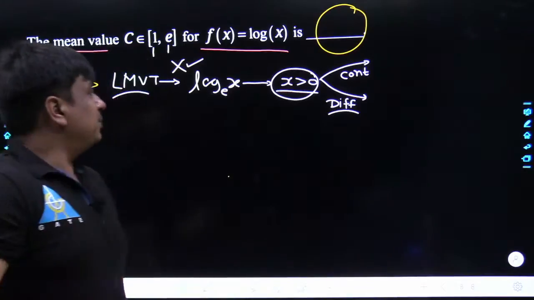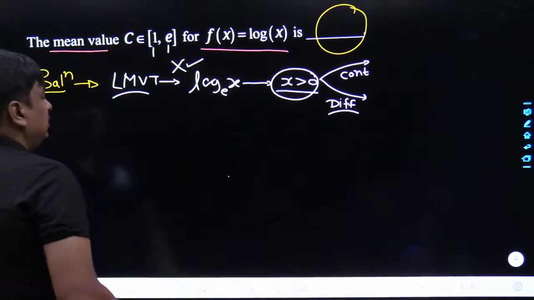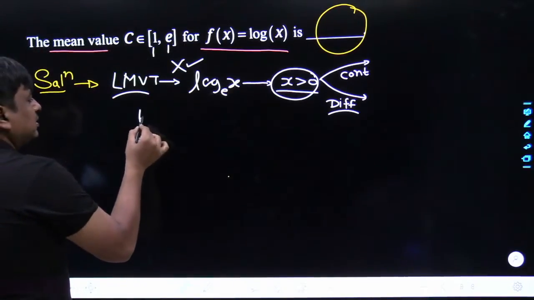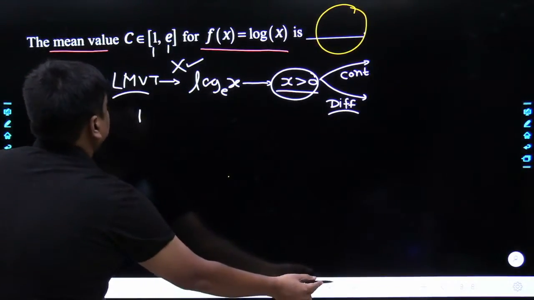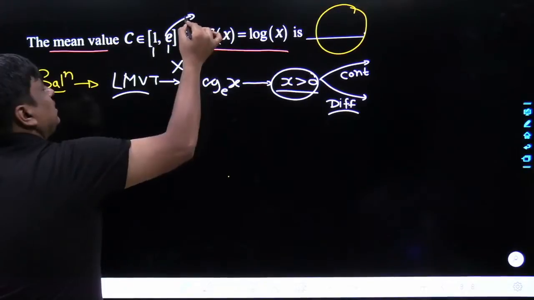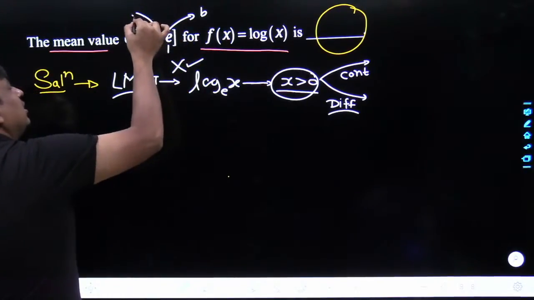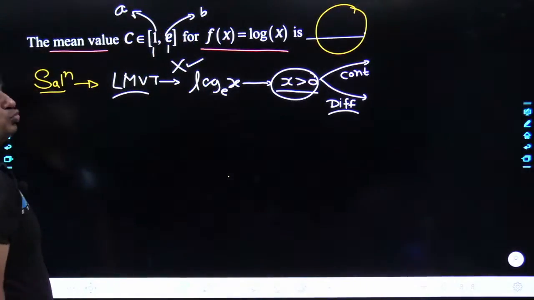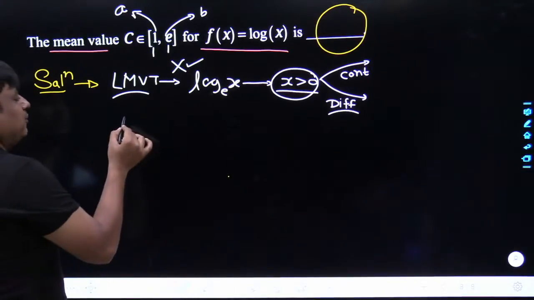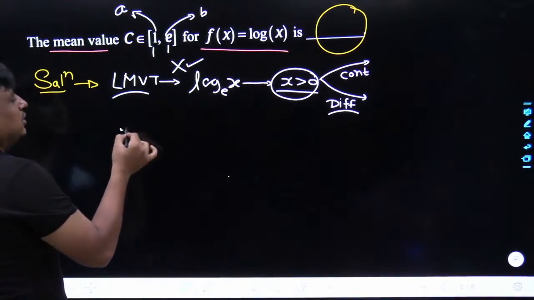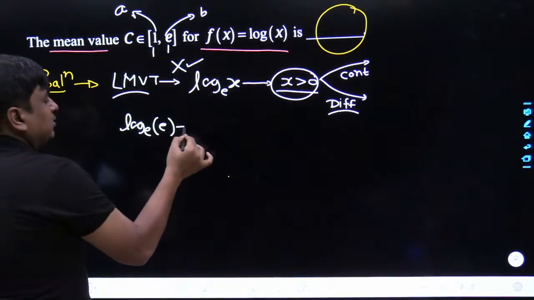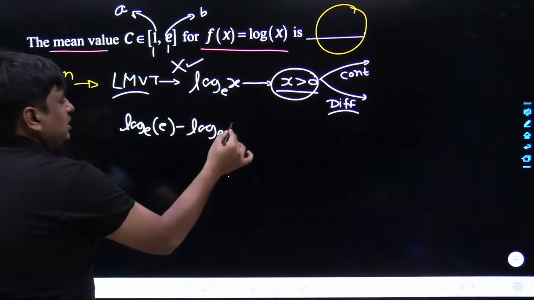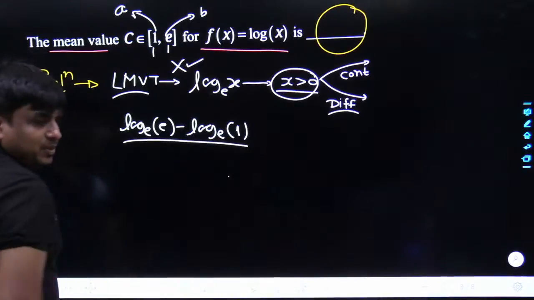So straight away I'll jump into the mathematical part of it. What is f of b? First, how much is b? Let me write it there itself. What is b over there? B is nothing but e, and similarly a is nothing but 1. So f of b would be equal to log base e of e minus log base e of 1, divided by b minus 1.